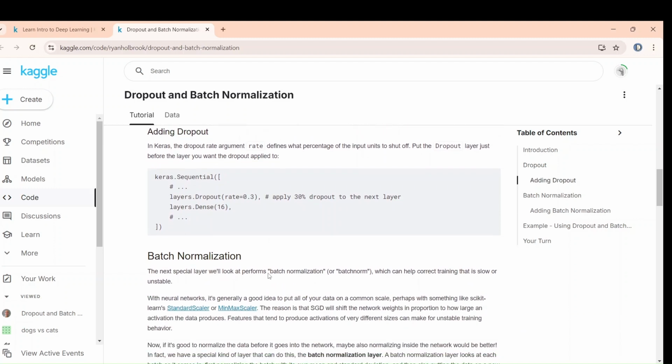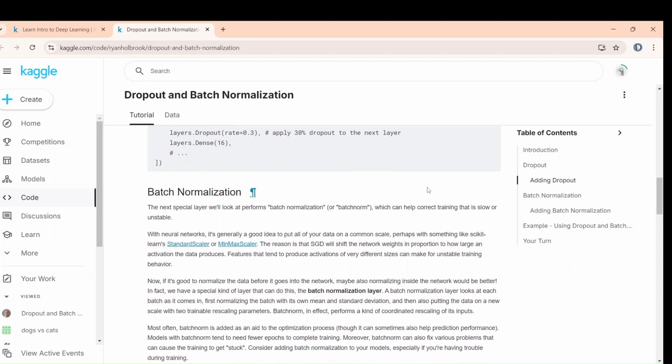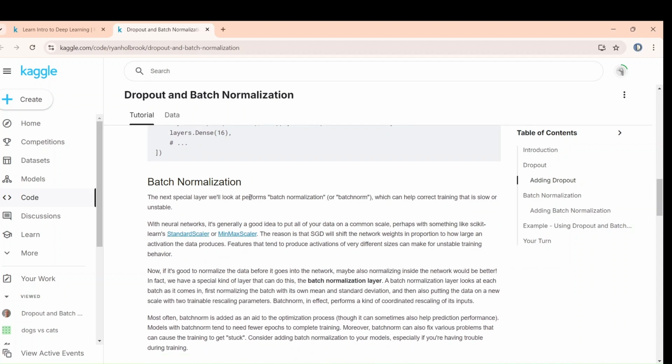Now our next concept is batch normalization. The next special layer is batch normalization, or we can say batch norm. That is for when your training is slow or maybe unstable. For that you use batch normalization. What happens? Suppose in your data set you have different kinds of columns. One is about height. So height may be 4 feet, maybe 3 feet, maybe 5 feet. One is about distance. That may be 150 miles, 200 miles. One more column is, suppose, about price, which may be 20 lakhs, 30 lakhs.